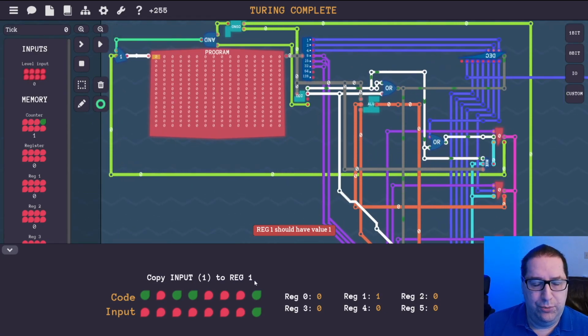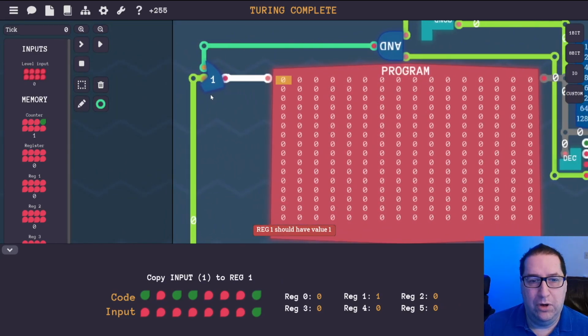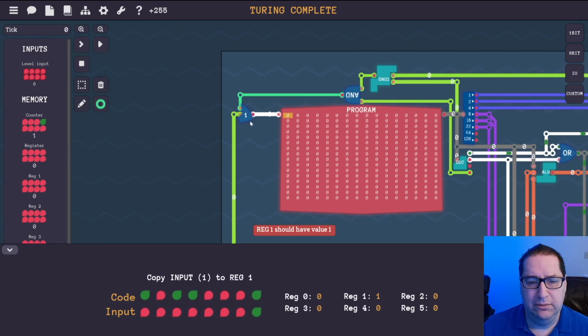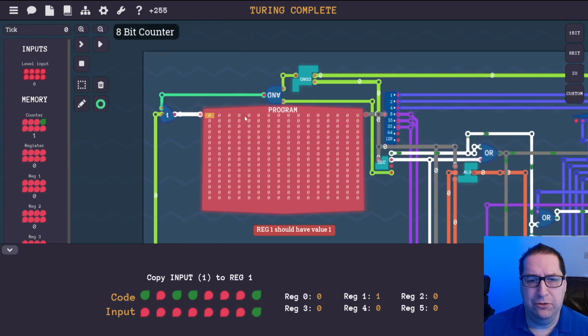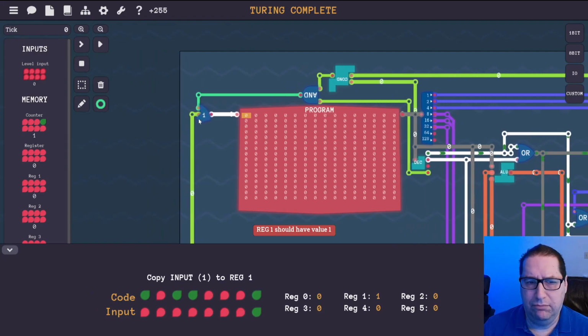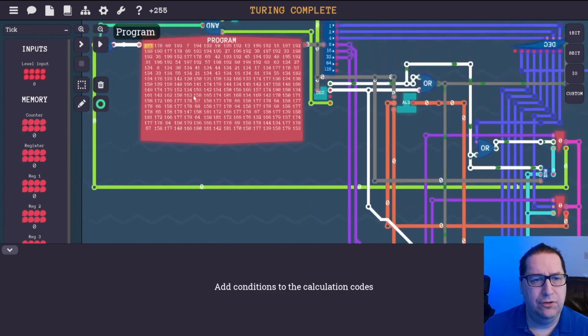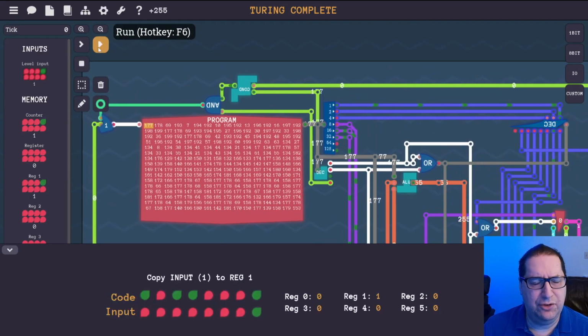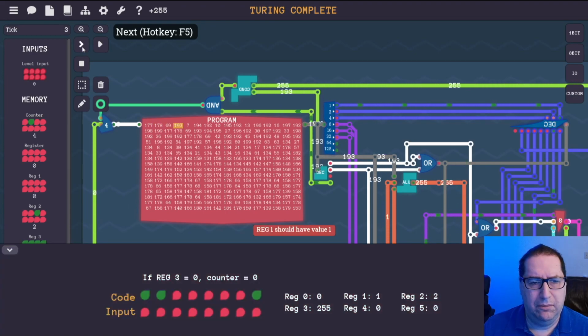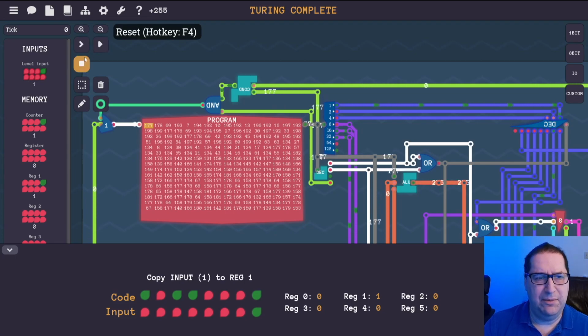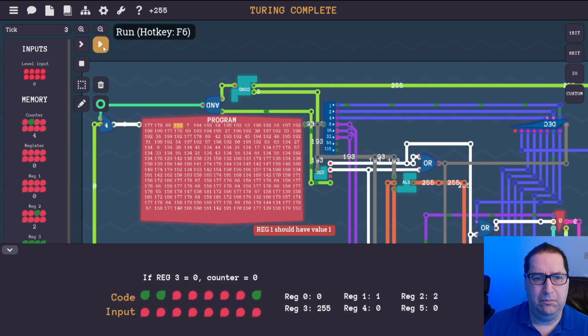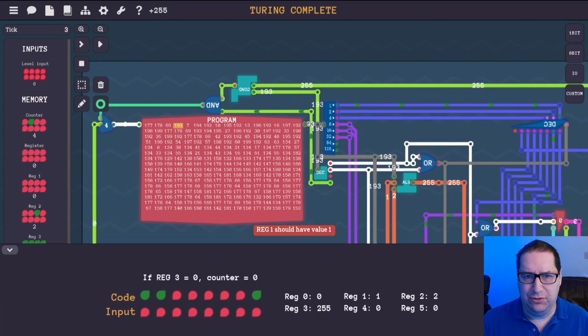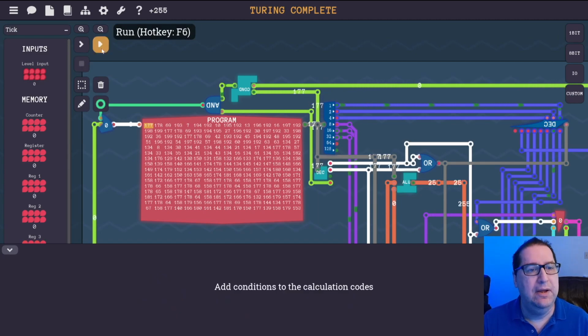Copy input 1 to register 1, and right away we see that 1 is in our program counter. So I think I must have done something wrong with that program counter. Let's try that again. It looks like the program counter was overwritten. Okay, now it's working. Wait, that can't be right. Okay, that was very strange. That looked like some sort of glitch. I'm sure it's wrong, but it looks like it wasn't displaying the right thing. So let's reset it and let's try it again.